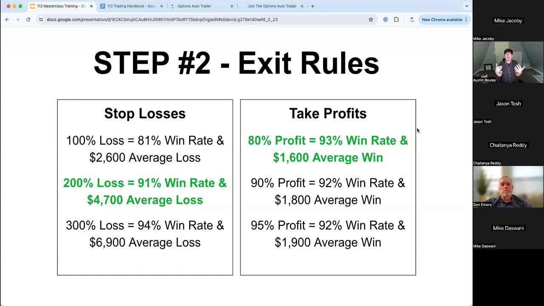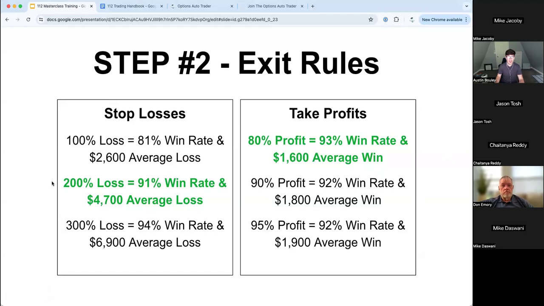It almost doesn't really matter how you structure a 112 outside of having a 100% stop loss. I wouldn't do that, but you can use any one of these settings and the 112 will work well. I want to present you with all the data so you can make the best decision for your account. But this is what I recommend: a 200% stop loss and the 80% profit target.